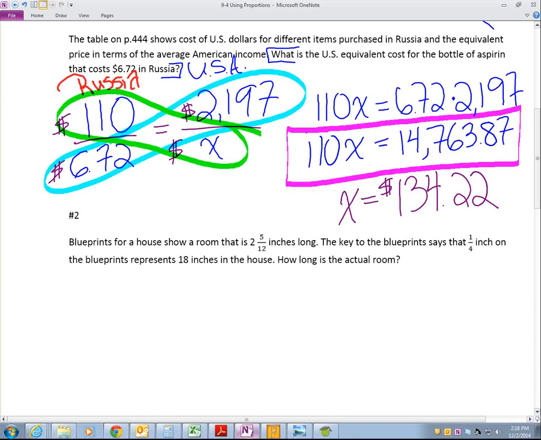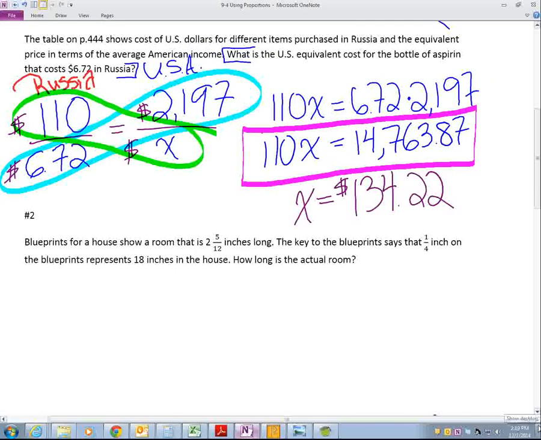$134.22. And what is that number? What is that number? It is X. That's what X is. But what is that number? Luke. Yeah, I think it's 25, you said? 25 after? Okay. Thanks. Harrison? There we go. Yep. The proportionate cost of aspirin in the U.S.